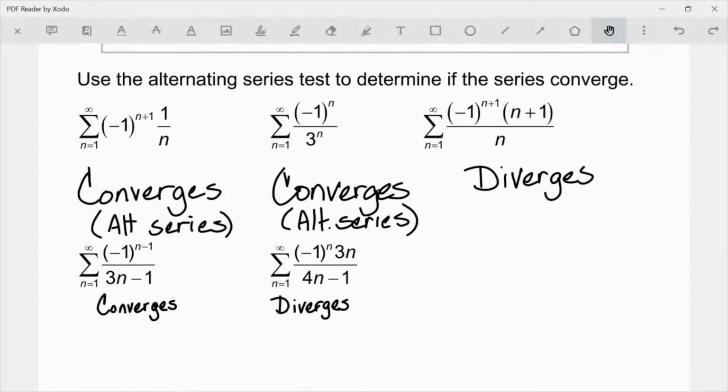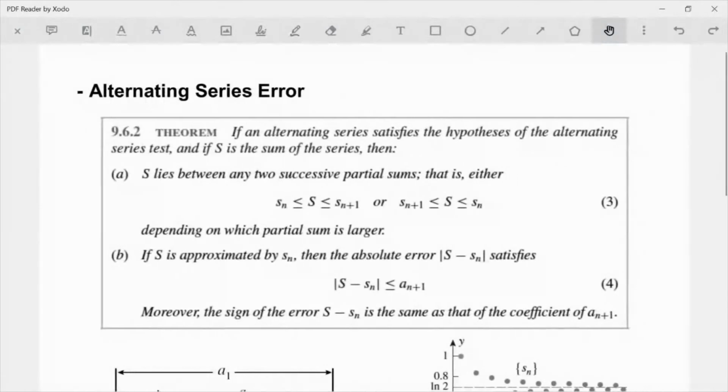Okay, so very, very easy to use the alternating series test. So the good part is it's simple to use. The bad part is you can only use it in that one specific type of situation where you're dealing with an alternating series. Okay, so we can also talk about alternating series error.